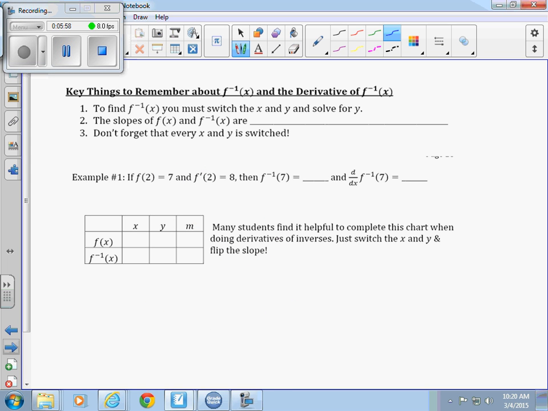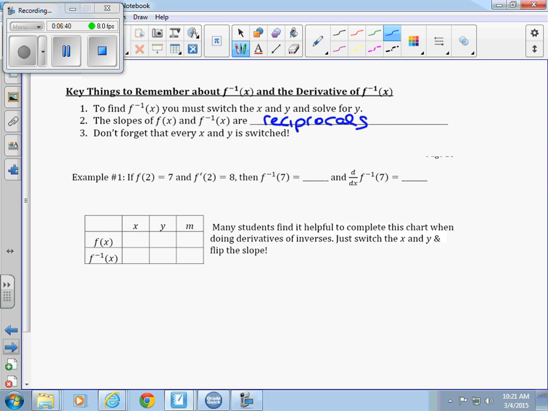Key things to remember. To find f inverse, you switch x and y and solve for y. I hope you already know that. The slopes of f of x and f inverse are reciprocals. And don't forget that every x and y is switched. So if I want to know the derivative of a point on the inverse function, I have to look at its corresponding point on the original function, which would require a switch in x and y.